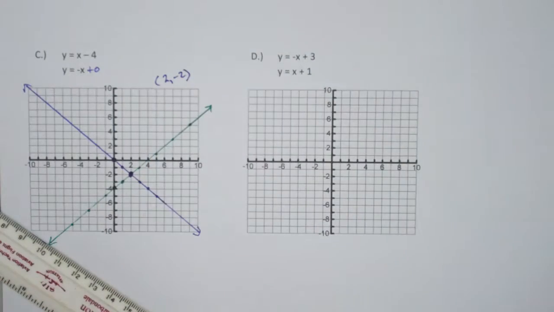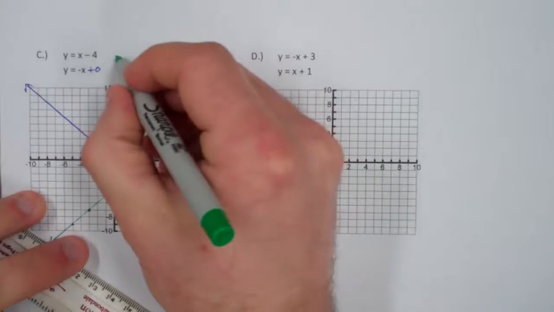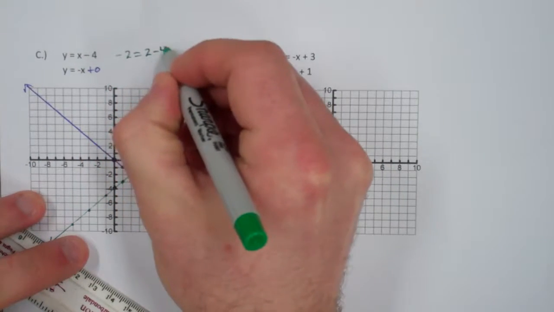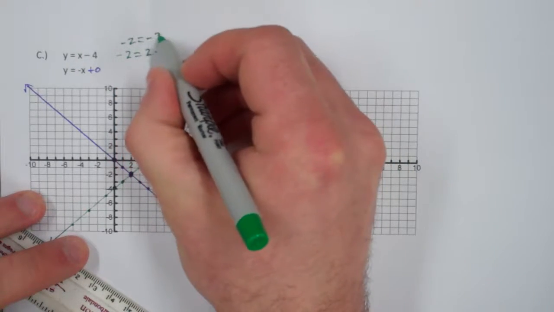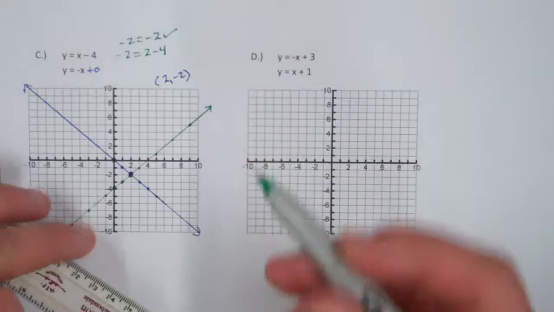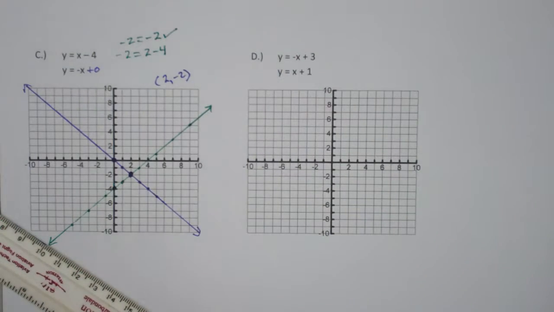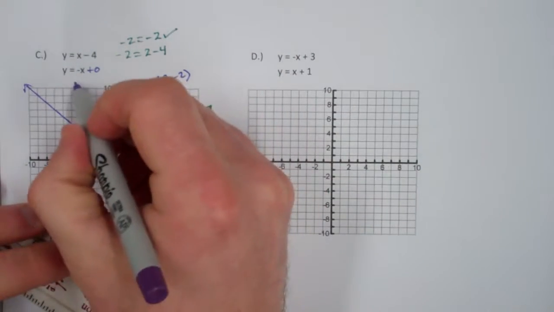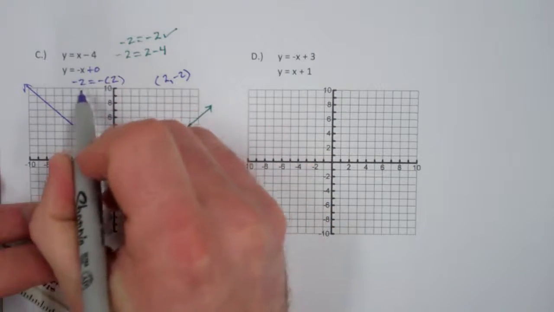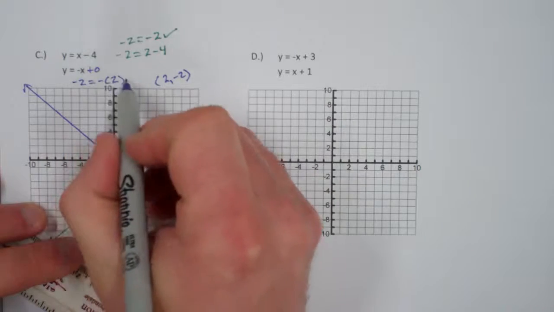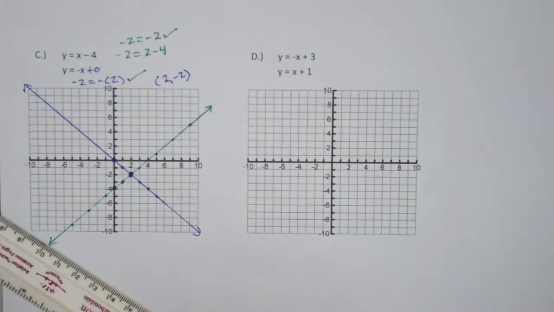So let's see if it works. Let's check it. For the first one, we've got y, which is negative 2, is equal to 2 minus 4. And negative 2 is equal to, well, 2 minus 4 is negative 2. So that one's good. Let's try the next one. Y, which is negative 2, is equal to the opposite of x, which we think is positive 2. Well, negative 2 is equal to negative 2 is also checked.